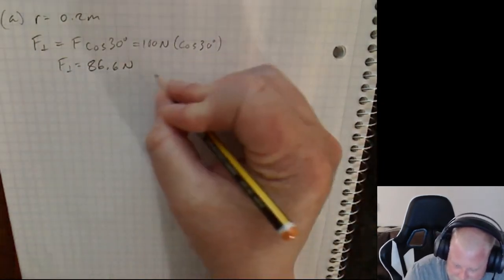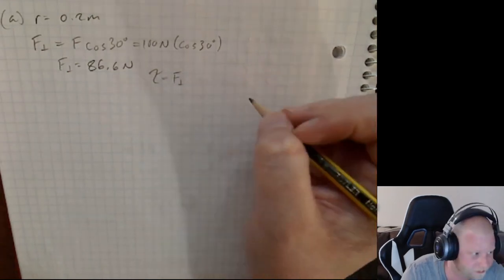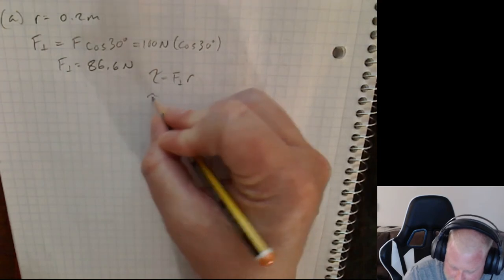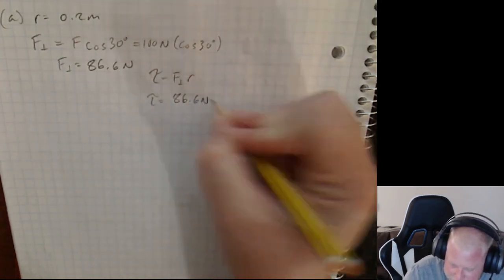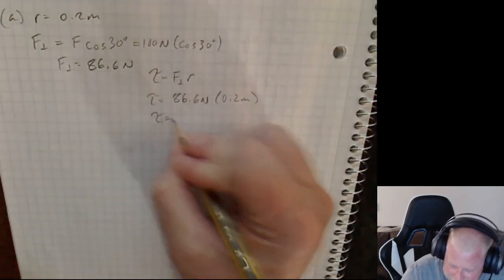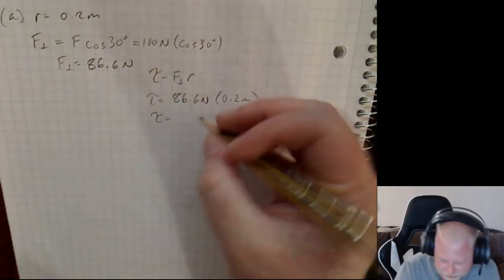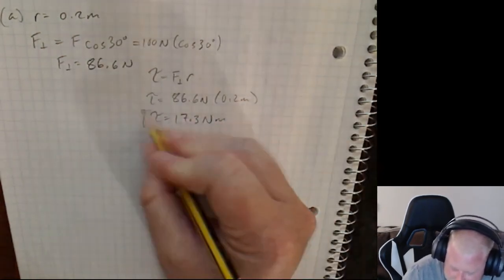If we want to find the torque, it's the perpendicular component of the force times that radial line. So your torque is equal to 86.6 newtons times 0.2 meters, right, which gives us 17.3 newton meters.